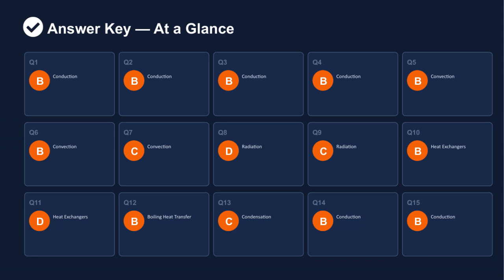Question 10's answer is B and covers heat exchangers, as does question 11 with answer D. Question 12 is B and relates to boiling heat transfer, while question 13's answer C deals with condensation. Finally, questions 14 and 15 return to conduction with option B as the correct answer. This summary helps you see which topics are emphasized across the questions and where to concentrate your study efforts.